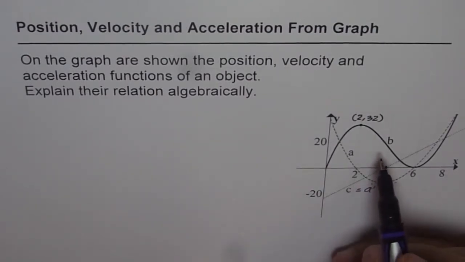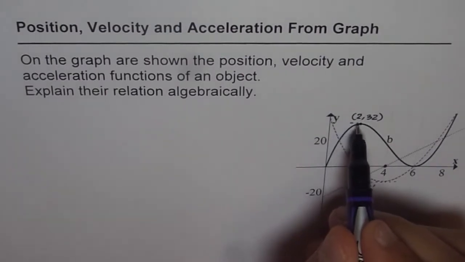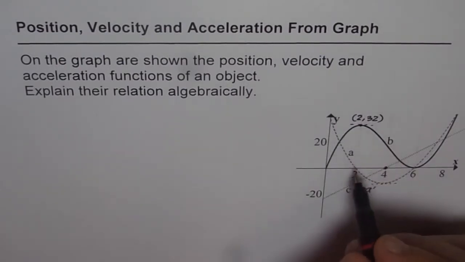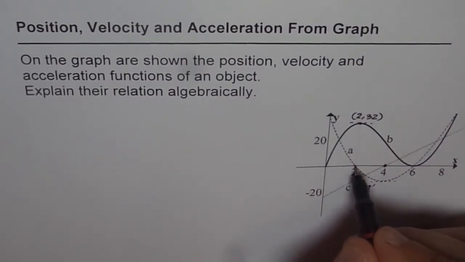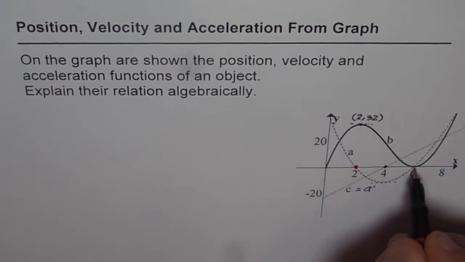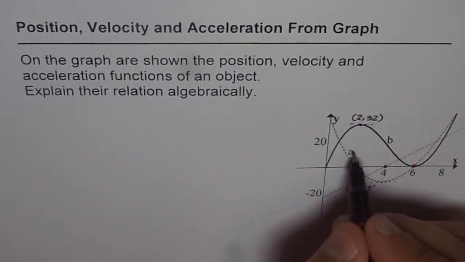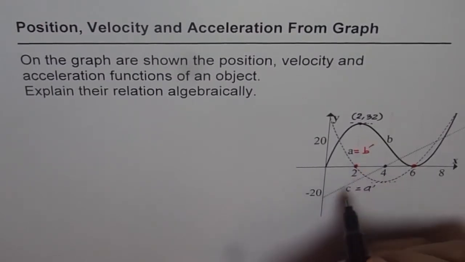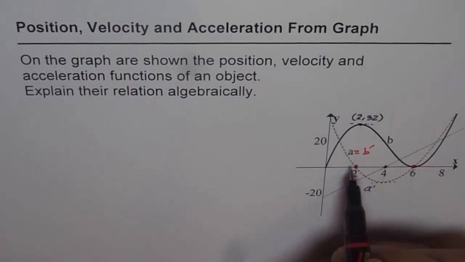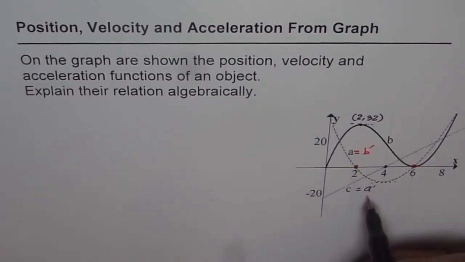Now if you analyze b, then we have two turning points here, and at these turning points zeros are for a. So for these turning points we have zeros at a, right? This turning point corresponds to 2 and this corresponds to 6. So at the turning point a is 0, and therefore we can say that a is derivative of b. That also implies that b should be position, a should be velocity, and c is acceleration, right?